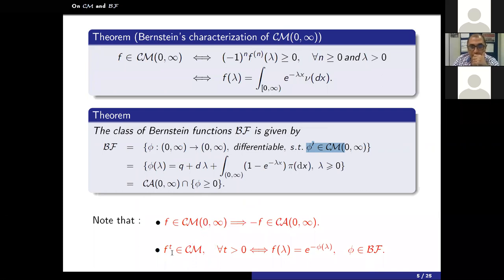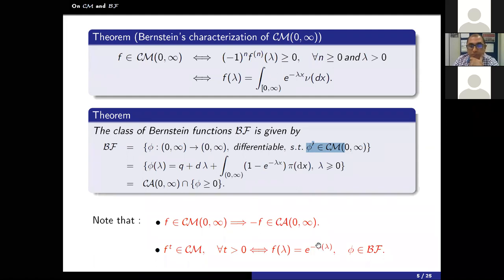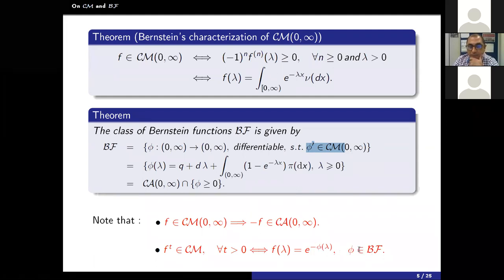And a very important fact is that the class of function f, such that f power t is completely monotone for any t, corresponds to the class of function f of the form exponential minus phi, where phi is a Bernstein function.